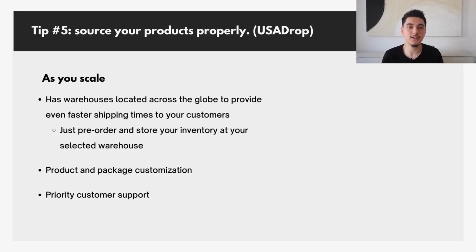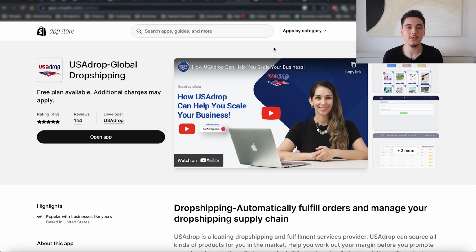USAdrop also has other benefits such as product and package customization, and they also appoint you a one-on-one customer support representative that will give you priority support for any issues that you have with your order. So these features that I just mentioned are available on their premium plans, but if you're just a beginner dropshipper, don't worry because USAdrop is completely free to use as long as you're doing under 50 orders per month. So it's just overall a really seamless and a very easy way to fulfill all of your orders and get your products to your customers in a much faster way, especially compared to AliExpress.